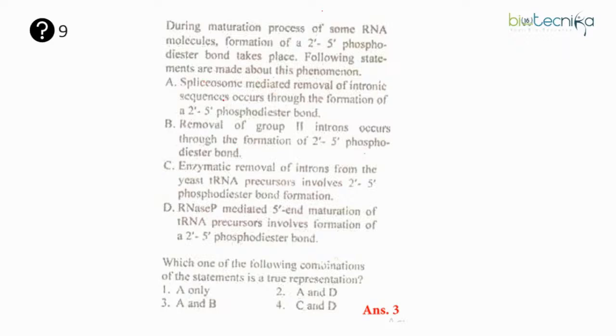Spliceosome mediated removal of intronic sequence occurs through the formation of 2 to 5 phosphodiester bond. Do you remember there was this internal adenine, the 2 prime site, right? So the spliceosome, one was binding at the 5 prime site, the second one was binding at this 2 prime branch point. So the spliceosome mediated introns will show 2 to 5. Group 2 introns will also show 2 to 5 phosphodiester bond. And nowhere else will you get to see this 2 to 5. In both the cases, you have this internal adenine which acts as your branch point.